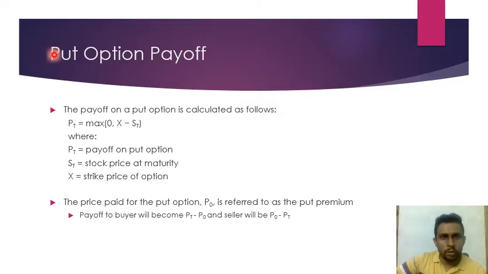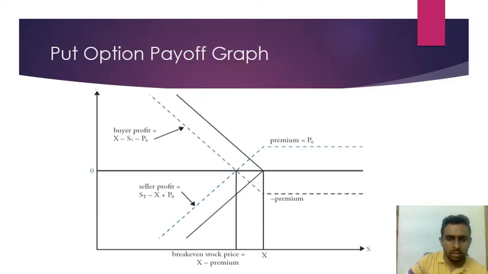A put option is similar to a call option, but there a right to buy is given, and here a right to sell is given. The put option payoff is calculated by max of 0, X minus ST, where X is the strike price and ST is the stock price at maturity. The price paid for the put option, P0, is referred to as the put premium. The payoff of the buyer will be PT minus P0, and the seller's will be P0 minus PT. That's just numerical terms. So this is a graph that you need to learn.